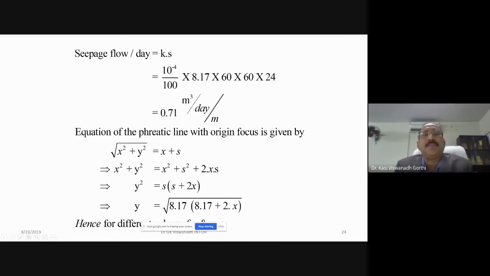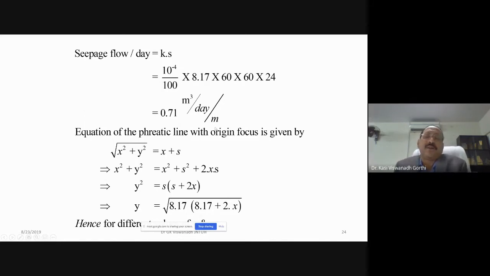K is the permeability, 10 to the power minus 4 centimeter per second. So convert this into meters per day. So 86400 times 10 to the power minus 6 meters per second, into the value of S, 8.17, provides you the rate of seepage through the dam per day. So in one day, 0.71 meter cube per day per meter length of the dam.